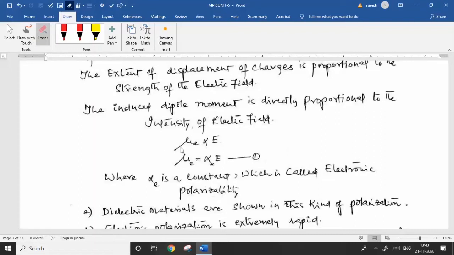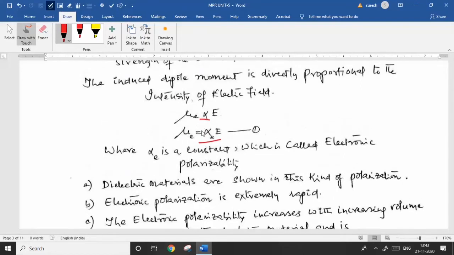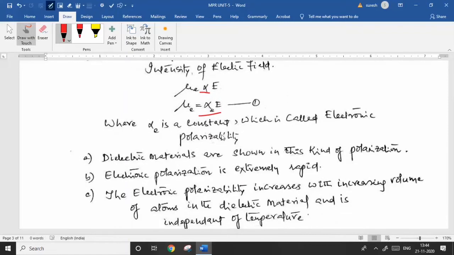Suppose we want to remove this proportionality, what we have to do here? Immediately we have to put one constant, which we name the proportionality constant, and mu E is equal to alpha E into E. What does this suffix E represent here? Electronic polarizability. So my electronic polarizability is nothing but alpha suffix E. When mu E is equal to alpha E into capital E, I can call it equation 1. In this equation 1, mu E is the induced dipole moment, alpha E is the electronic polarizability and E is the intensity of electric field.